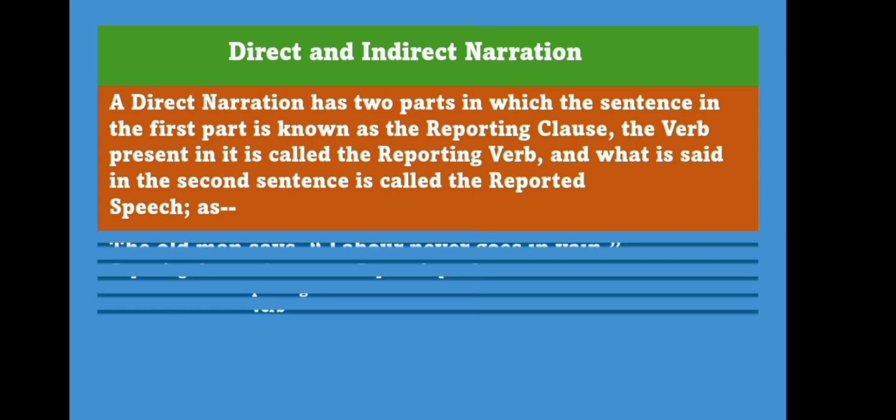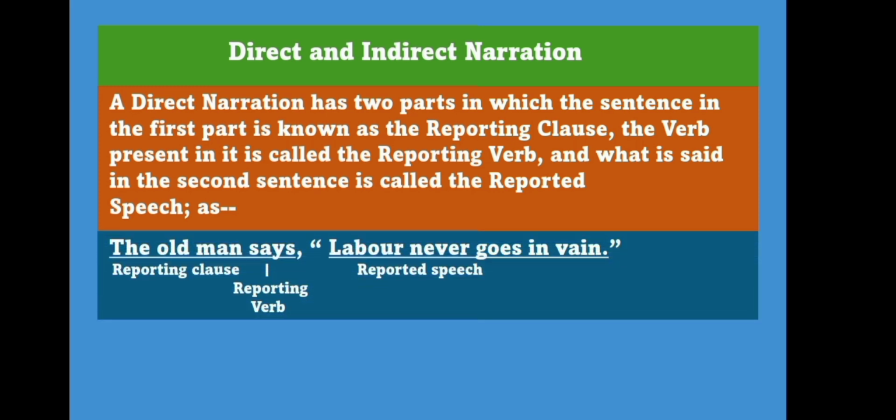For example, the old man says, "Labor never goes in vain." Here, the sentence in the first part, which is "the old man says," is called the reporting clause. The verb "says" present in it is called the reporting verb, and the sentence in the second part, which is "labor never goes in vain," is called the reported speech.